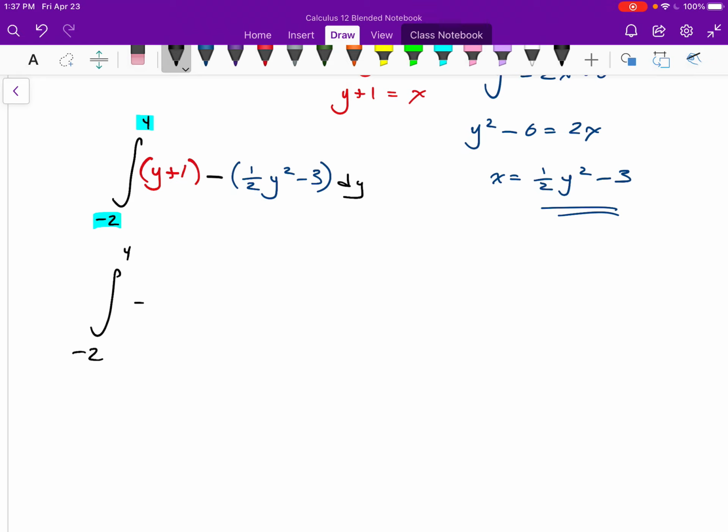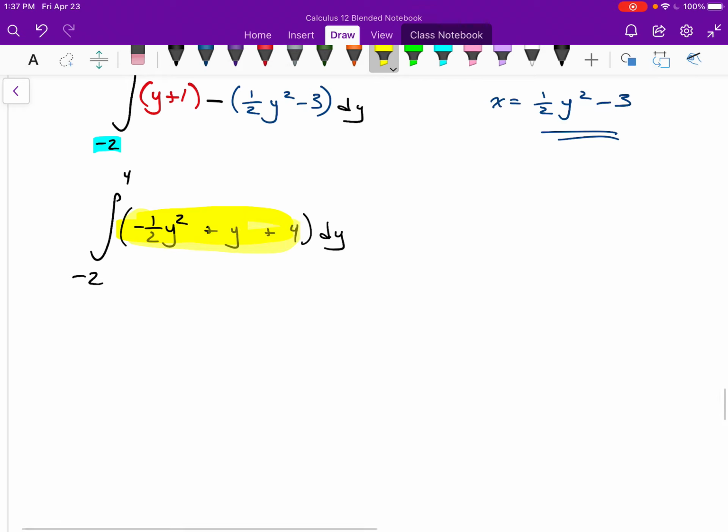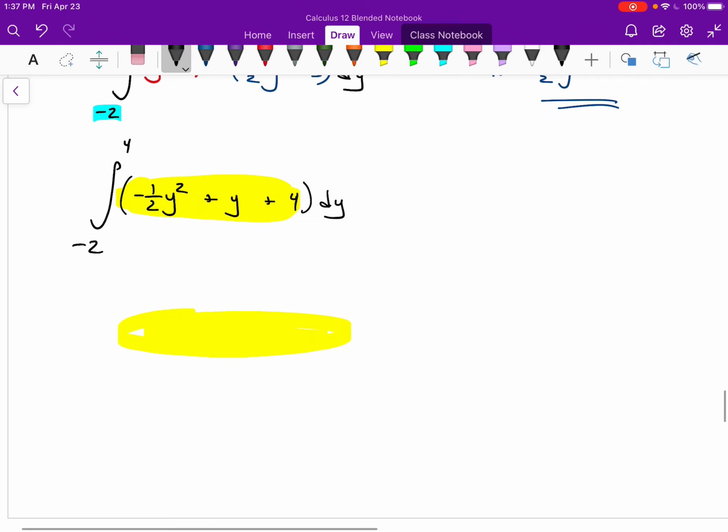And you should get, I'll write my highest power first, negative 1/2 y squared plus y plus 4 dy. And now I'm going to find the antiderivative of this, which again, I don't need to use substitution or anything. Just use my power rules. And when I find the antiderivative of that, I should get negative 1/6 y cubed plus 1/2 y squared plus 4y. And I want to evaluate this from 4 to -2.